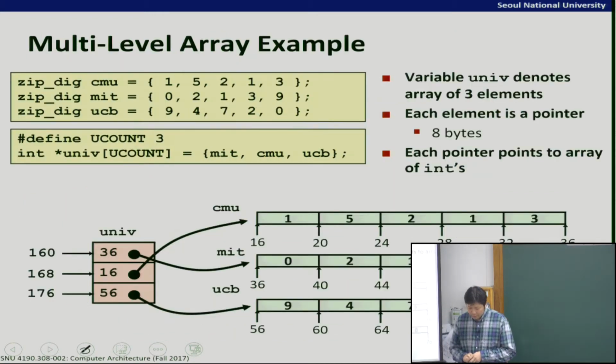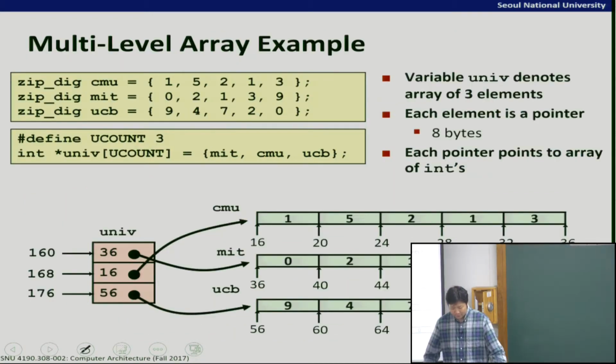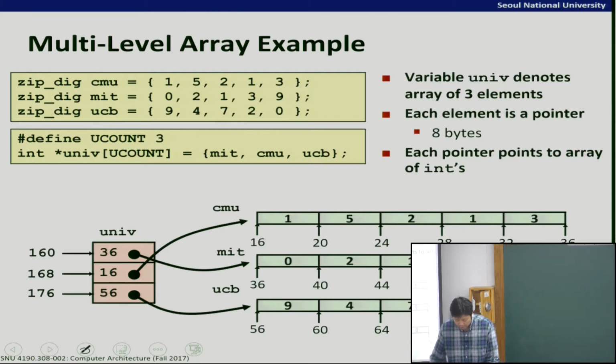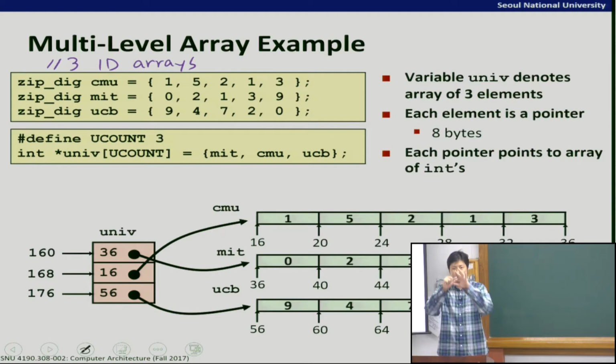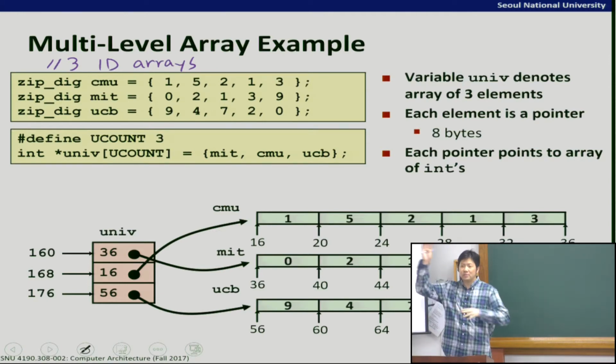And I want to compare this one with a multiple array example. So multiple arrays and two-dimensional arrays are different. Here's a multiple array example. Let's say we declare 3 one-dimensional arrays. So now we have 3 arrays, right? There's no guarantee of contiguity in this example. Maybe these CMU, MIT, UCB arrays are disjoint. They may not be contiguous, right?